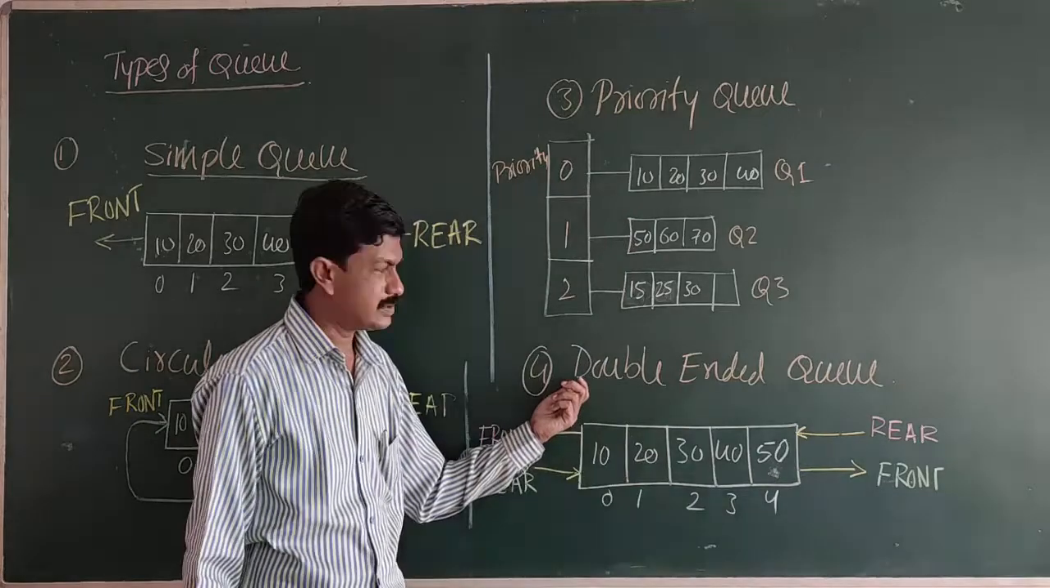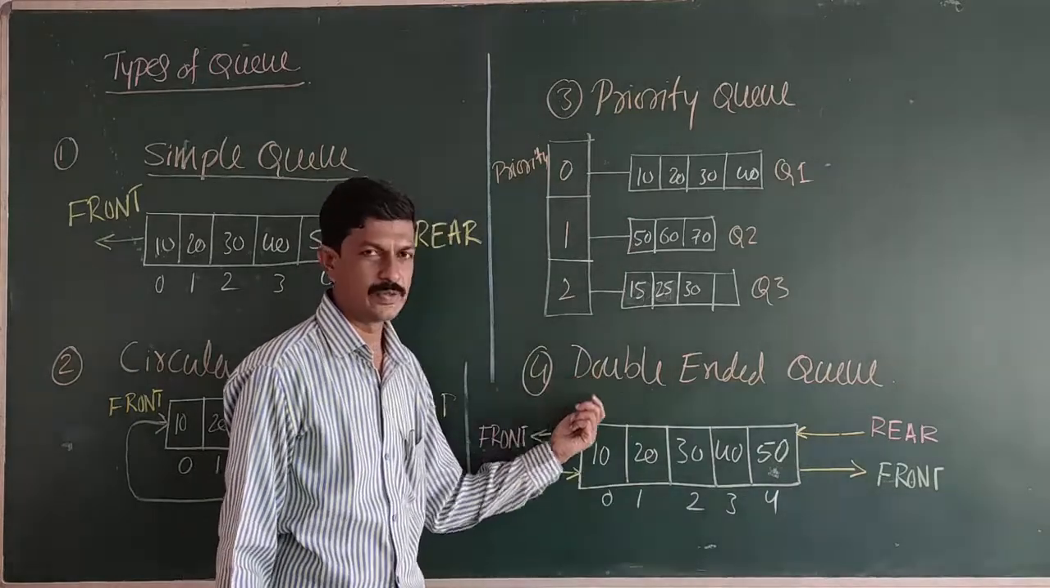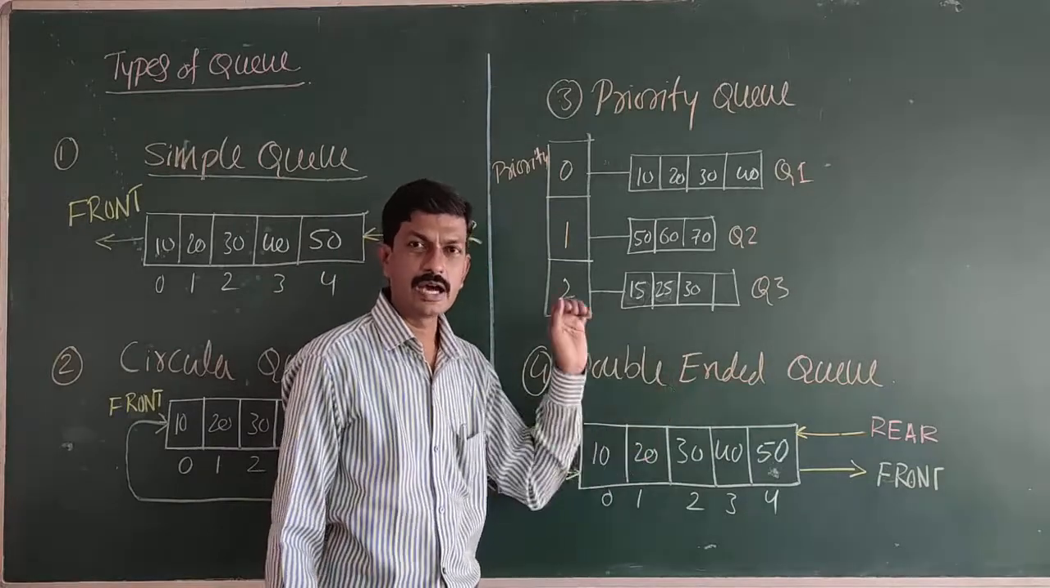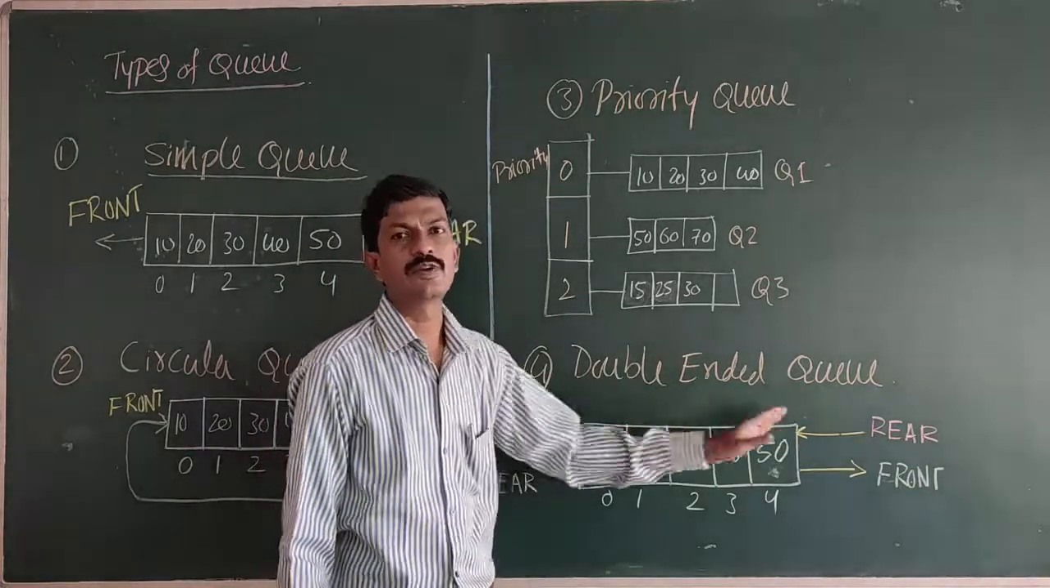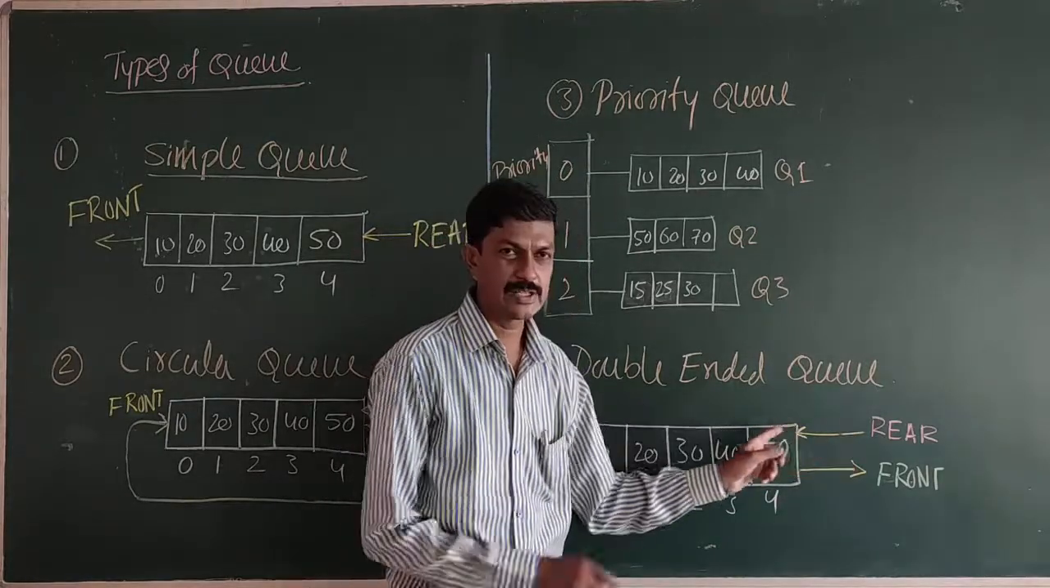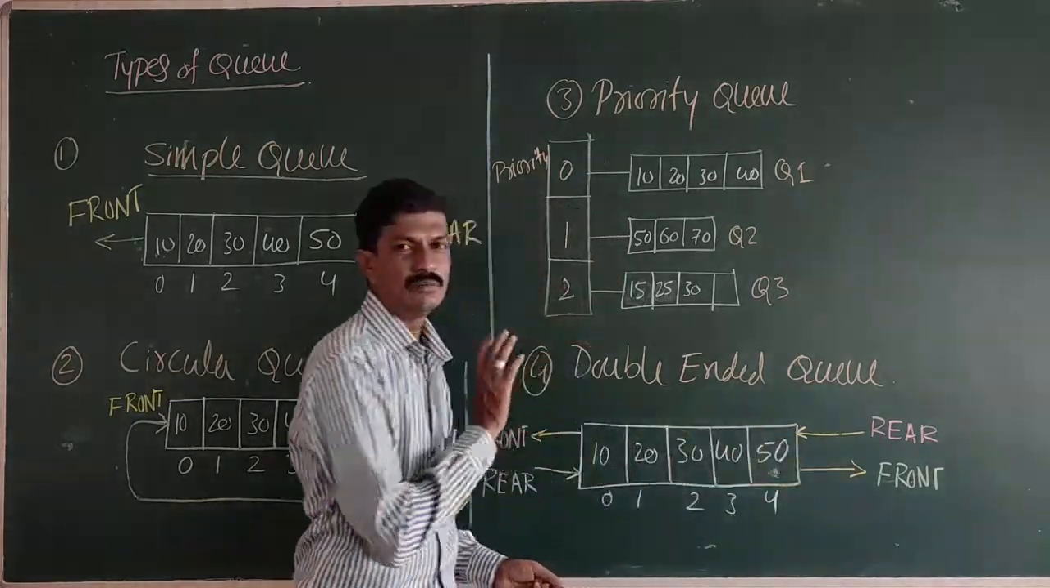I think you got the definition of the double-ended queue. Simple. A double-ended queue is a queue where we are allowed to insert and delete from both ends, which allows us to perform insertion as well as deletion operations from both ends.